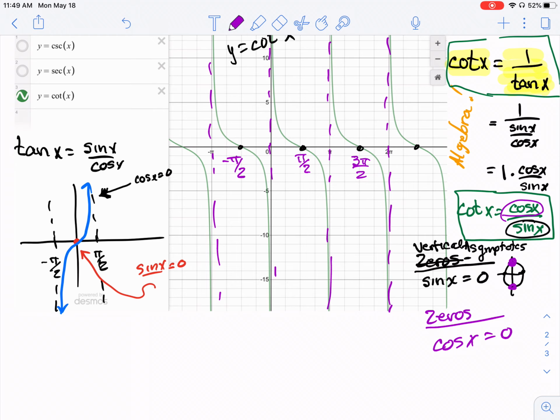So you can locate your zeros and your vertical asymptotes by using your knowledge of trigonometry. For cotangent, I think it's easiest to use this cotangent formula. Zeros come from the top of the fraction being 0. Vertical asymptotes come from the bottom being 0. All right, that's it for the reciprocal functions.